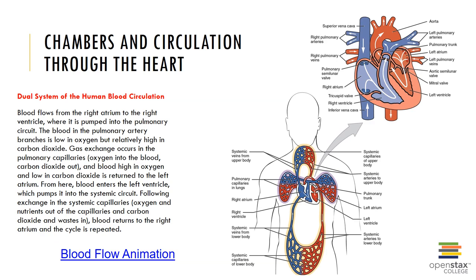to the heart into the left atrium via the pulmonary veins, and goes from the left atrium through the left atrioventricular valve, which is also known as the bicuspid or mitral valve, into the left ventricle. From there, it goes into the aorta.